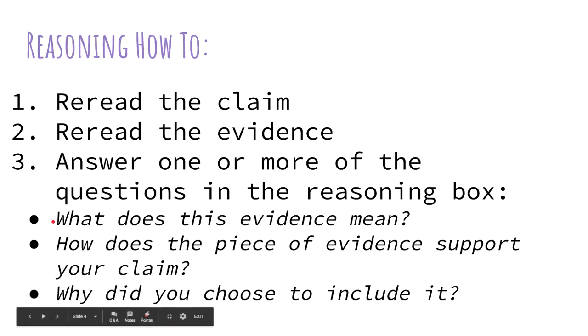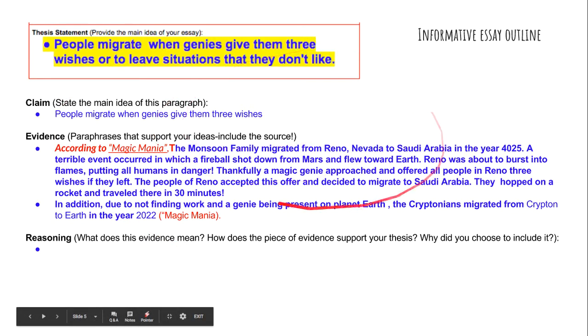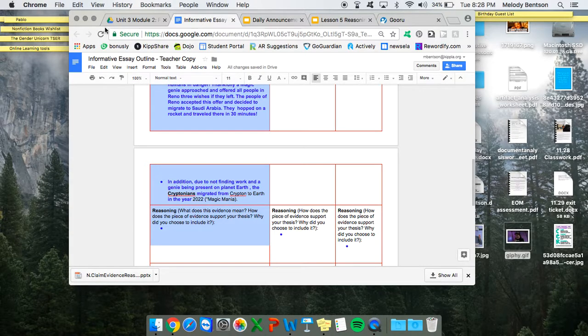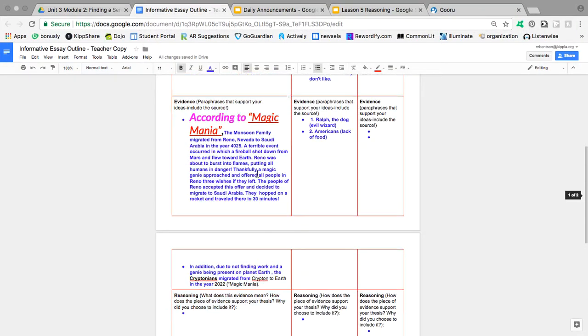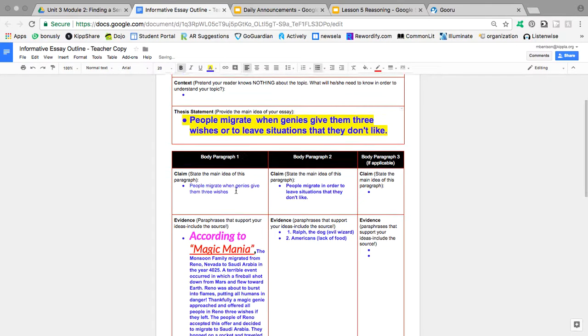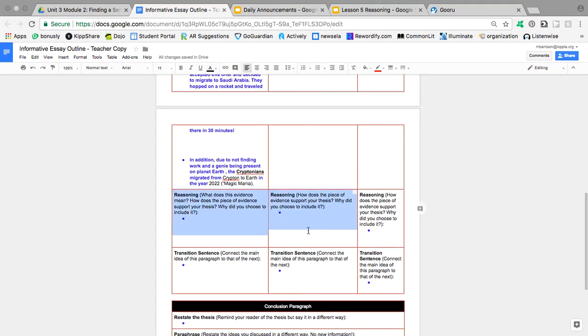Option 1, what does this evidence mean? Option 2, how does this piece of evidence support your claim? And 3, why did you choose to include it? So now I'm going to model. This is my informative essay outline. I've just put it on a PowerPoint, but what you will be doing is writing in this box. In your informative essay outline, you have your thesis, you have your claims, you have your evidence, and today you will be working in these boxes, the reasoning box.